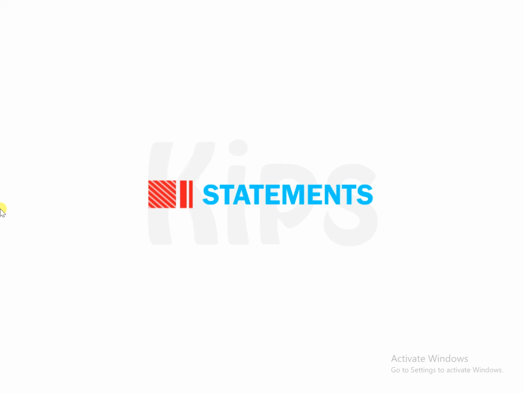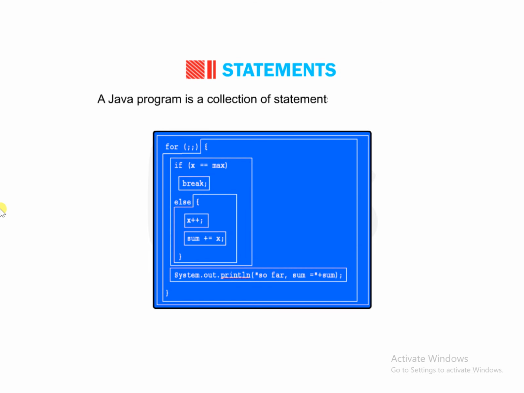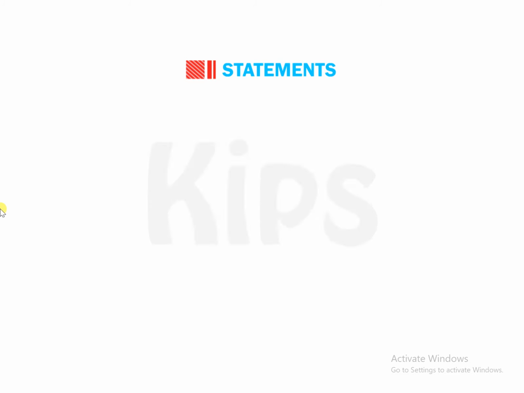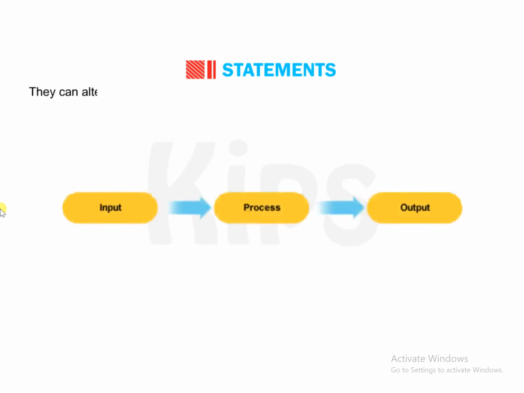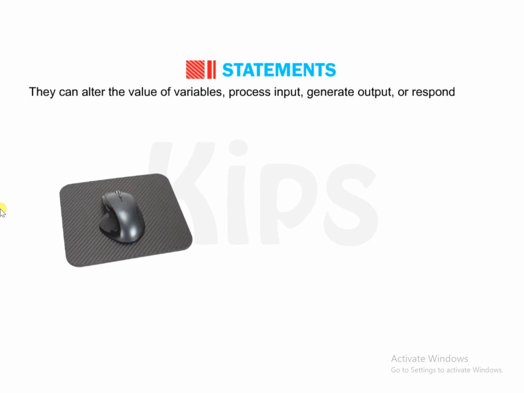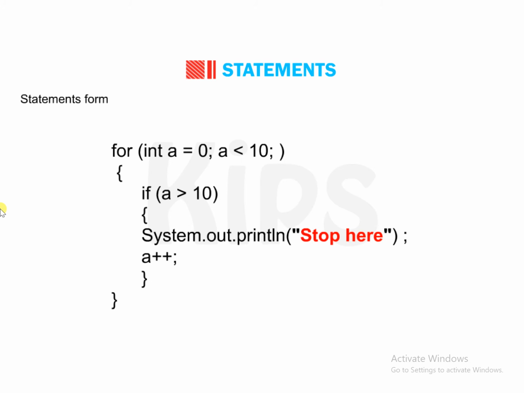Alright, let us talk about statements. A Java program is a collection of statements and expressions. Statements direct the computer to perform an action. They can alter the value of variables, process input, generate output, or respond to user mouse or keyboard actions. Statements form the smallest executable unit and are always terminated with a semicolon.